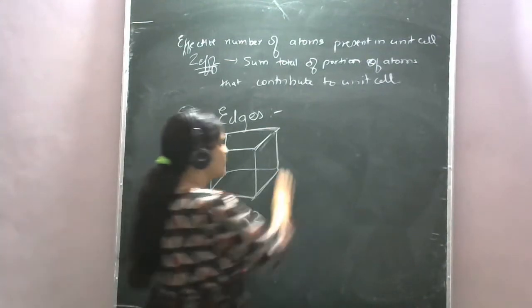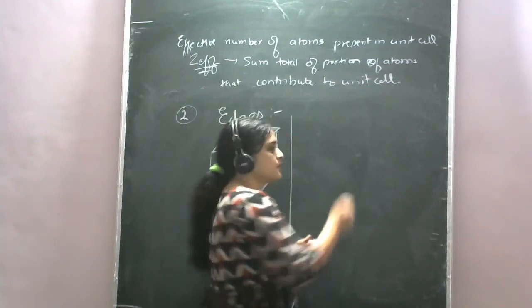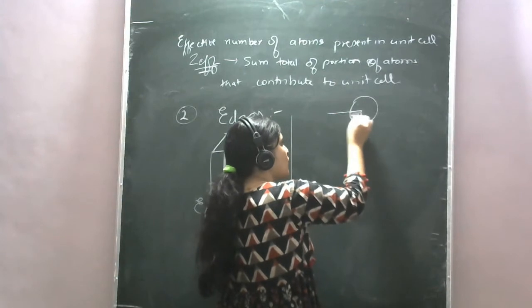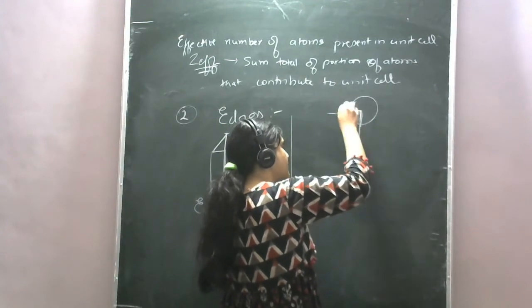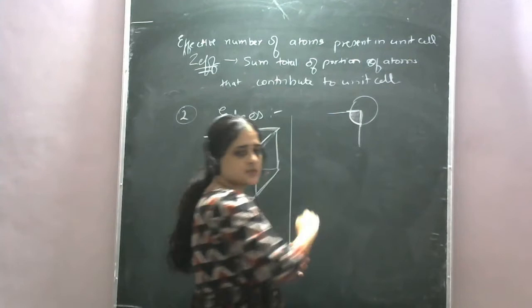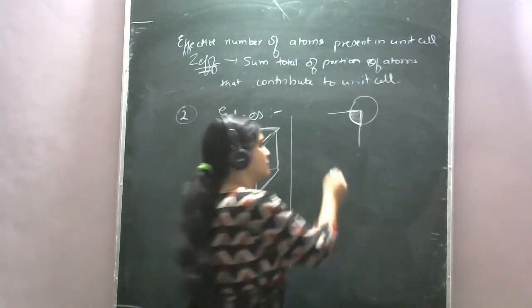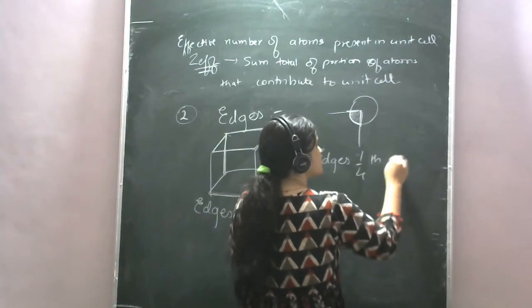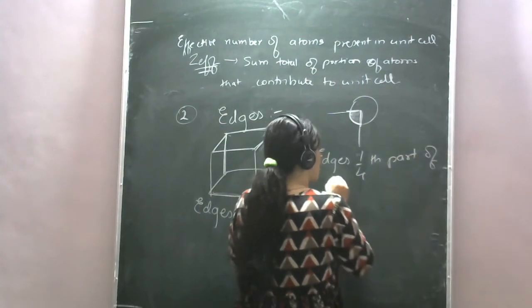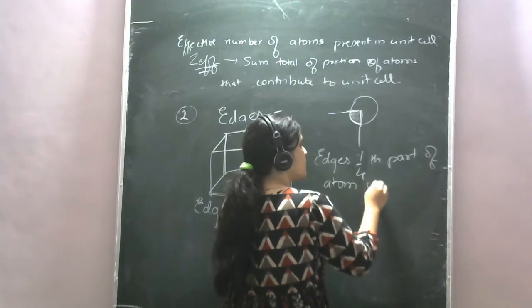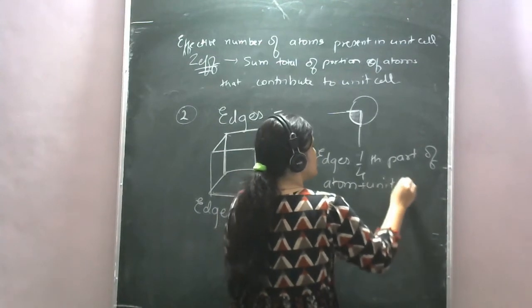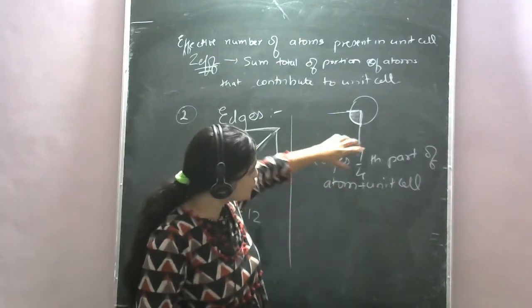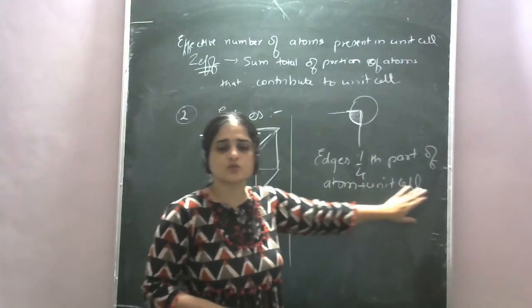But when we talk about the edges, what happens? Then this is the edge, okay, and this is the atom. So the part of the atom which is present at the edge, which contributes to the unit cell, is the 1/4 part. So at the edges, 1/4 part of the atom is a part of the unit cell, or contributes to the unit cell, right? So in the edges, only 1/4 part of the atom contributes to the unit cell.